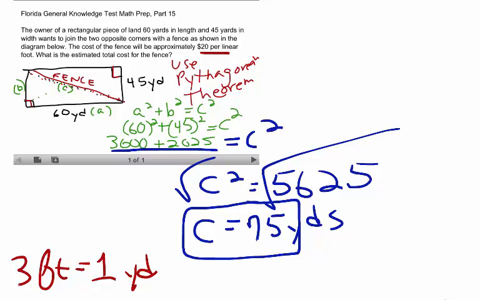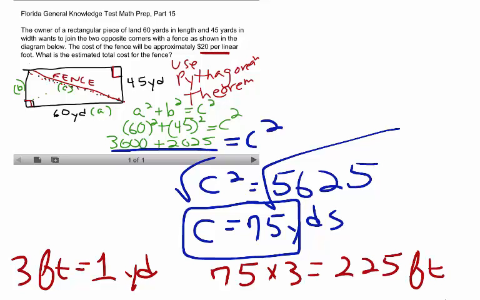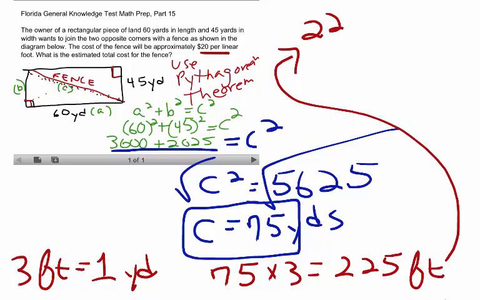lastly, to get the cost per linear foot and multiply it by the total number of linear feet, we take 225 times 20, and this will give us the total cost for the fence, which is $4,500.